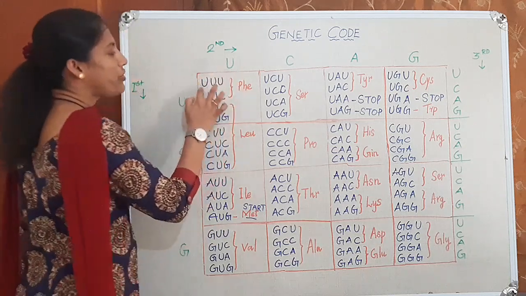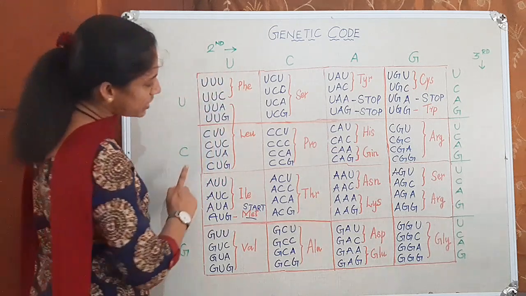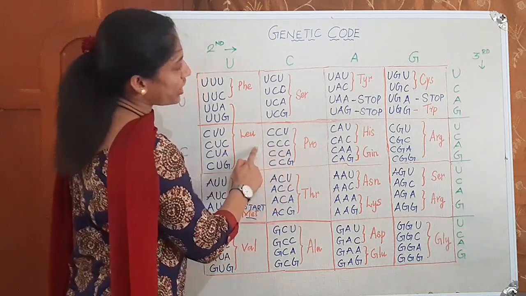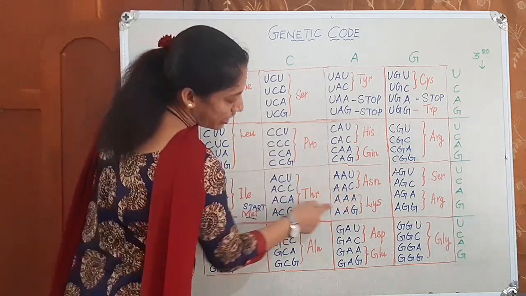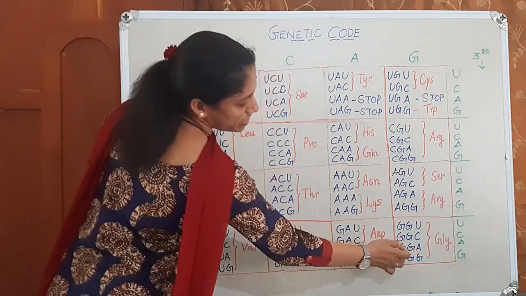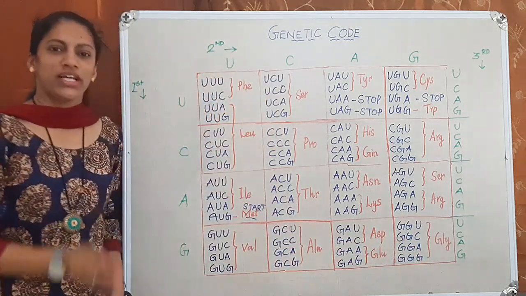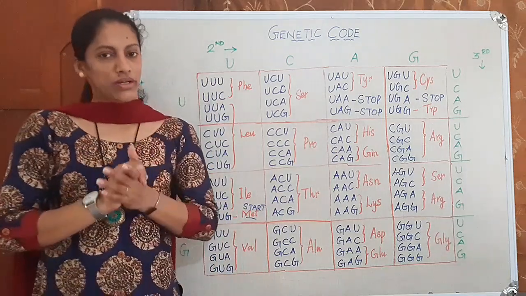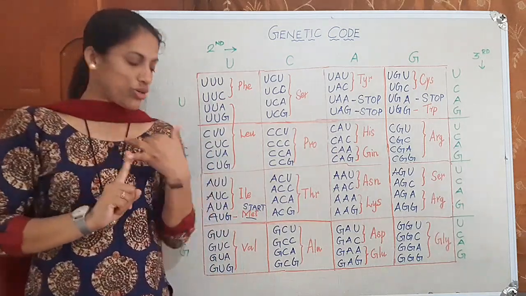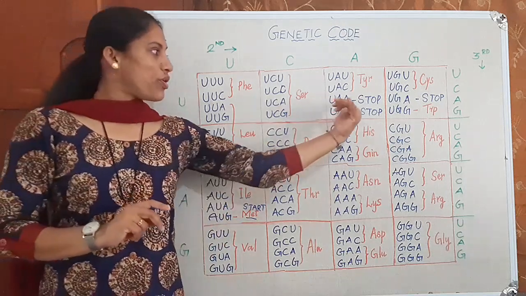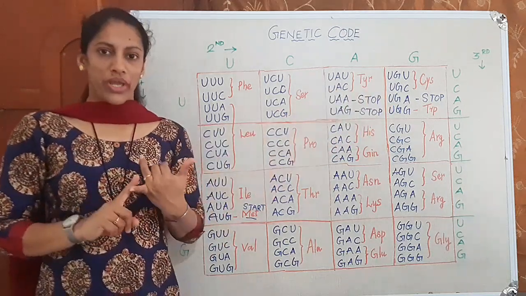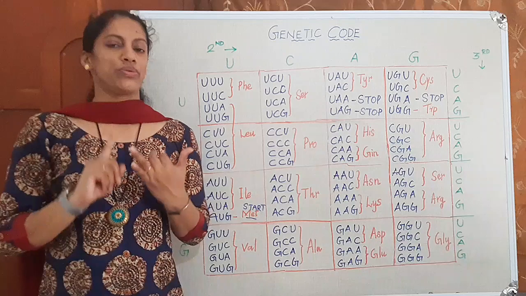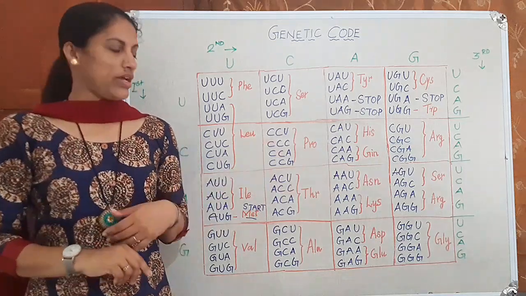That means UUU, next CCC, next AAA, then GGG. All letters similar. Which amino acid does each stand for? That you learn. Then you learn the start codon, methionine, and the 3 stop codons, UAA, UAG, UGA. We will discuss it again.